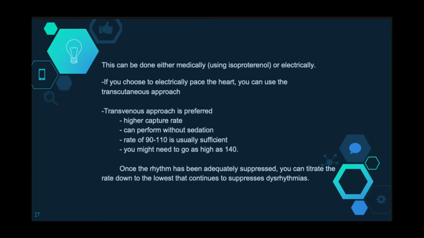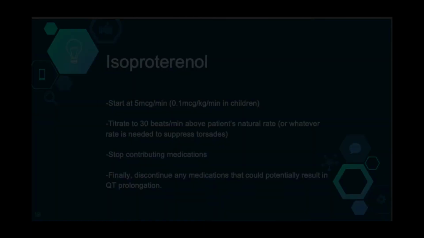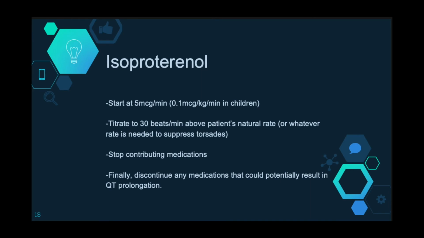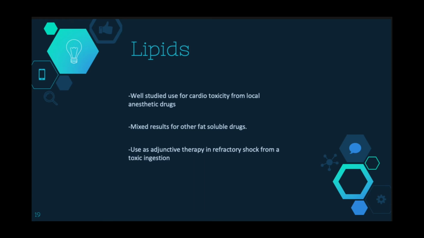And usually a rate of about 90 to 110 is sufficient, but you might need to go as high as 140. And then once you achieve capture, you can titrate down after that to see where they're kind of living at. And then isoproterenol, just in case you were curious, they said start at 5 mics per minute, 0.1 mics per kg per minute in children, and titrate to 30 beats above their natural rate. That's per age. And then stopping QT prolonging medications, so it's more for once they're admitted.